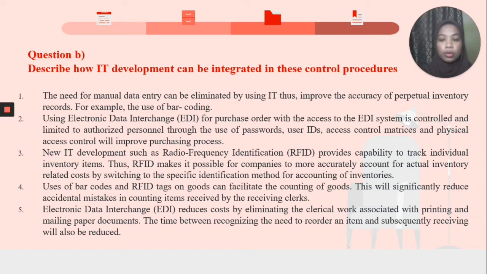Uses of barcodes and RFID tags on goods can facilitate the counting of goods. This will significantly reduce accidental mistakes in counting items received by the receiving clerks. Electronic data interchange (EDI) reduces costs by eliminating the clerical work associated with printing and mailing paper documents. The time between recognizing the need to reorder an item and subsequently receiving it will also be reduced.